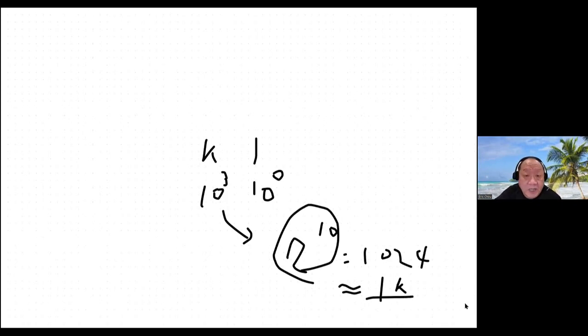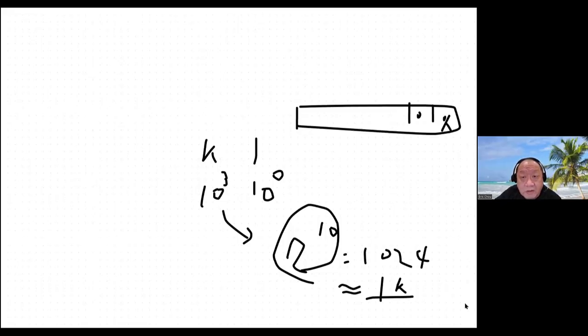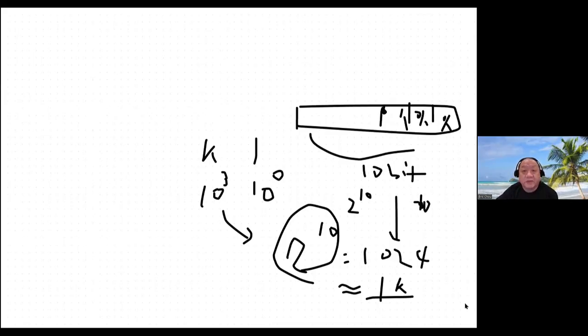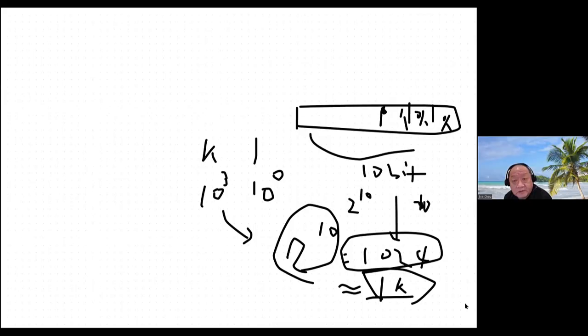We call it 1K. So 10 bits, you have 0 or 1, 0 or 1, 0 or 1, totally 10 bits. So 10 bits can represent 2 to the power 10 number of symbols, and that is 1024 symbols. We call it 1K symbols. So 10 bits, we can also call it 1K bits. Is that okay? It is not exactly the same as 1000, but it's actually 1024.